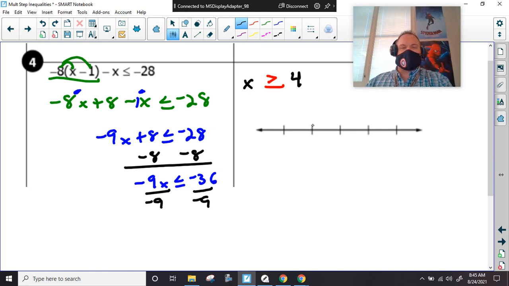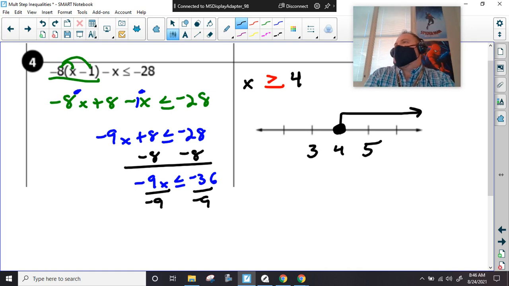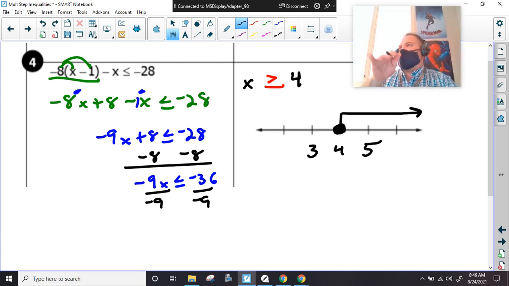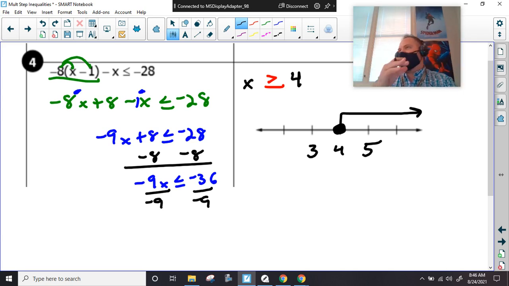All right. Now, we have 4, so it's 3, 4, 5. What type of circle? Closed. Closed, dating included. And which way? To the right, because the x is being eaten. Okay. So it's basically what we were doing in the last unit, with just a little graph and an alligator that's picky with what it eats. Okay, that's it.